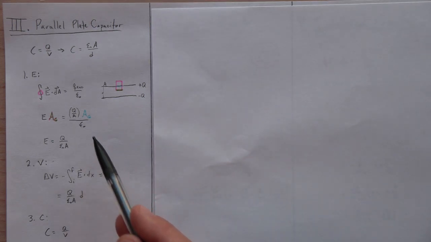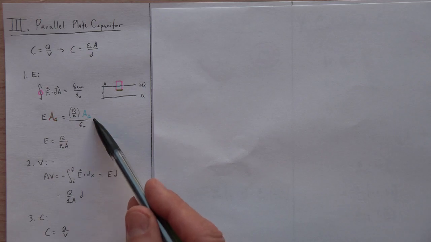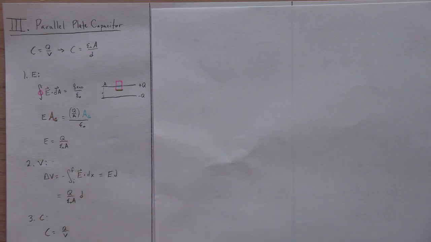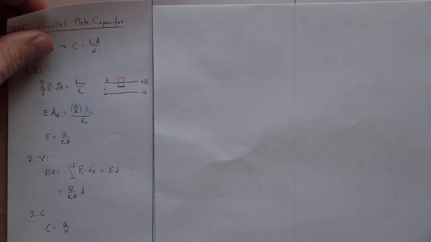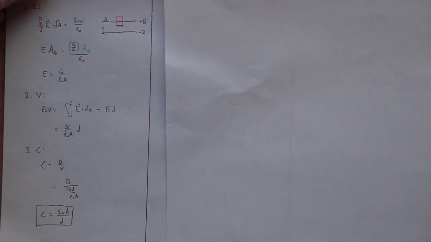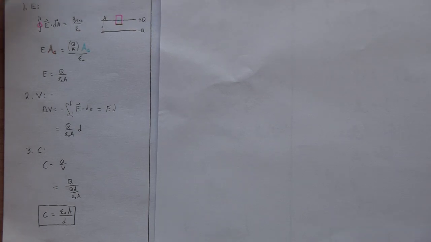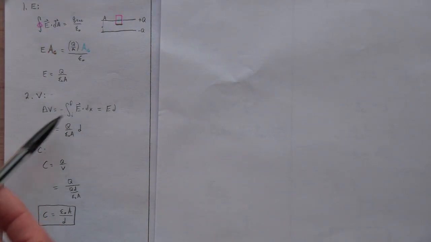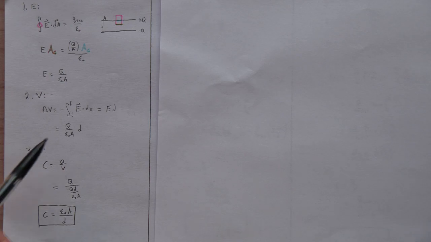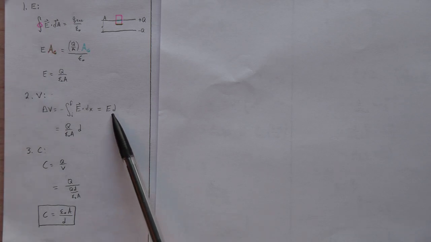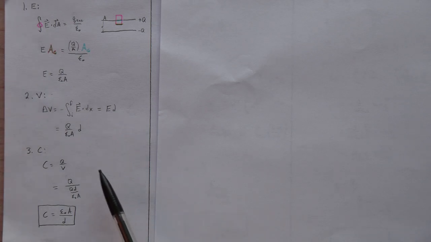And then that's all over epsilon 0. The Gaussian area goes away, gives you the electric field. The voltage, now, normally voltage is the minus electric field integrated from one point to another. But because the electric field is a constant, we're welcome to just use electric field times distance. So there's the electric field times distance.